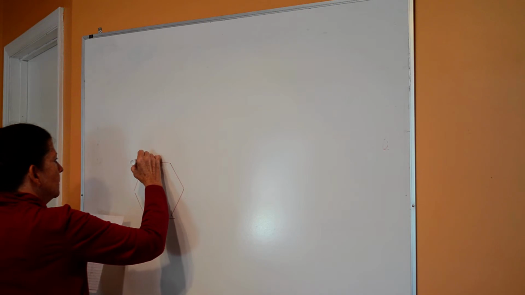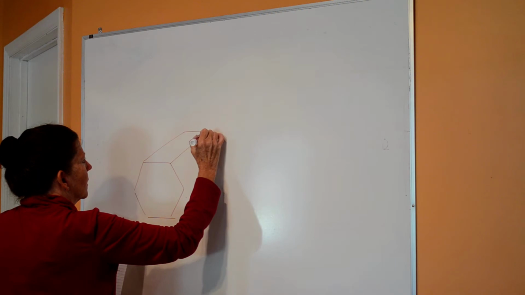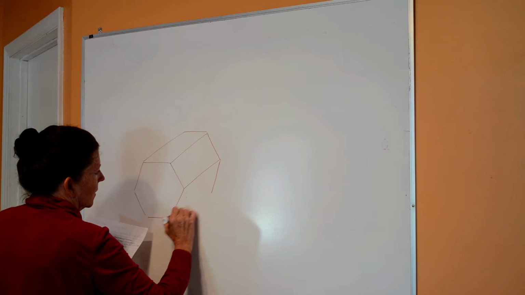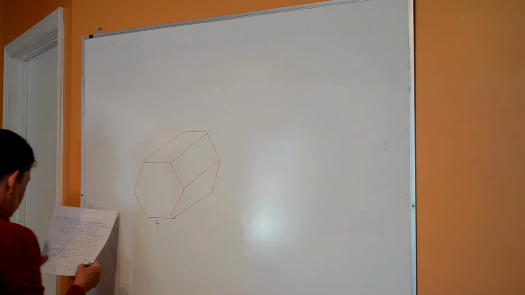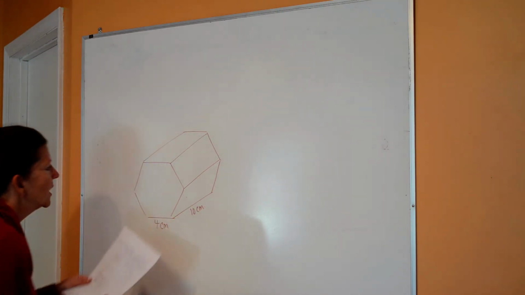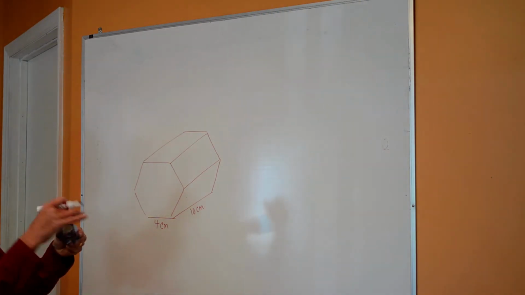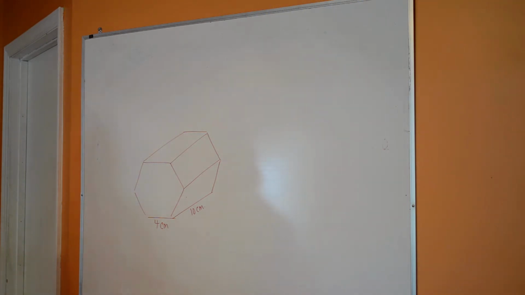So let's say we have a hexagonal pyramid. Something like that, okay? I know that this is 4 centimeters, and I know that this is 10 centimeters. We talked about the lateral area. Let's see, do I have something similar to it? This is a pentagonal one, but the lateral area is the area of these all the way around it without the 2 bases, okay?